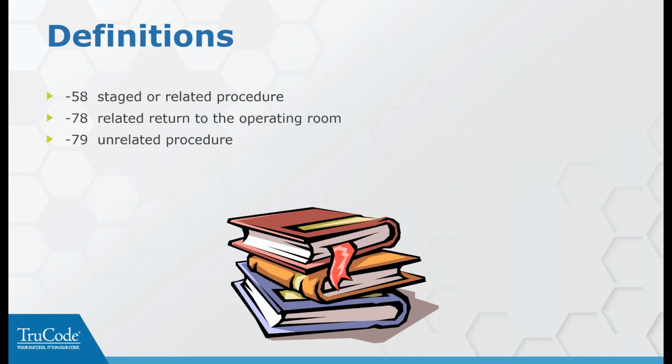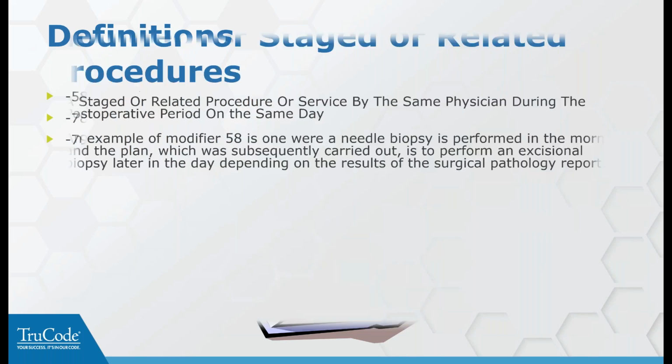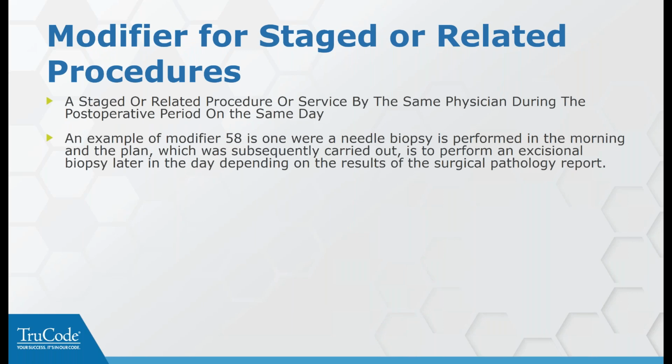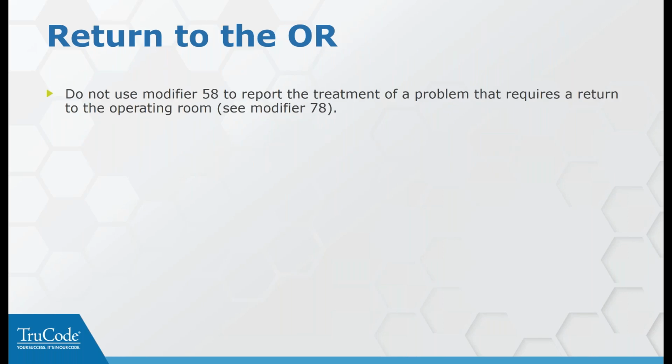78 is a related return to the operating room, and 79 is an unrelated procedure. For the one for staged, the 58, an example of that is where they did a needle biopsy that morning, did pathology, and found out that it was actually cancer. So they did an excisional biopsy later that day. That would be an example of staged or related procedures.